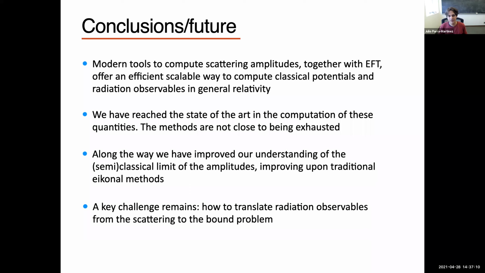Along the way, we've improved our understanding of this semi-classical limit of the amplitudes, improving on the usual eikonal techniques, which I didn't talk about, but basically at leading order it doesn't matter, everything looks the same, this semi-classical exponentiation that I talked about, but at high orders it's important to understand what really is going on. And there's a key challenge that remains, which is how to translate some of these observables that we compute with radiation from the scattering to the bound problem. This radiated energy we could translate directly also. I didn't show you that, but we also get the radiated energy in the binary inspiral. But it was unclear if this can be done for other observables.